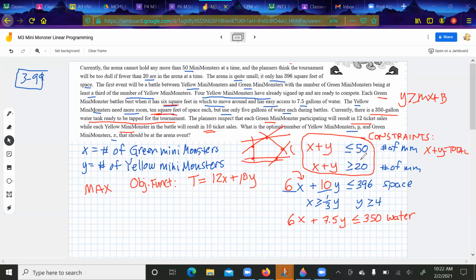All right, so these are our 5 functions that we need to graph. We need to graph x plus y is less than or equal to 50, x plus y is greater than or equal to 20, 6x plus 10y is less than or equal to 396, and 6x plus 7.5y is less than or equal to 350. These look like really big numbers, but when we divide by 10 or by 7.5, they're going to get smaller. We could do all this by hand, but like I said, Desmos does it for us, and I actually did type it in Desmos. It took me not long. I do have to clear this away though, so you can see my graph. So I'm going to do that now.